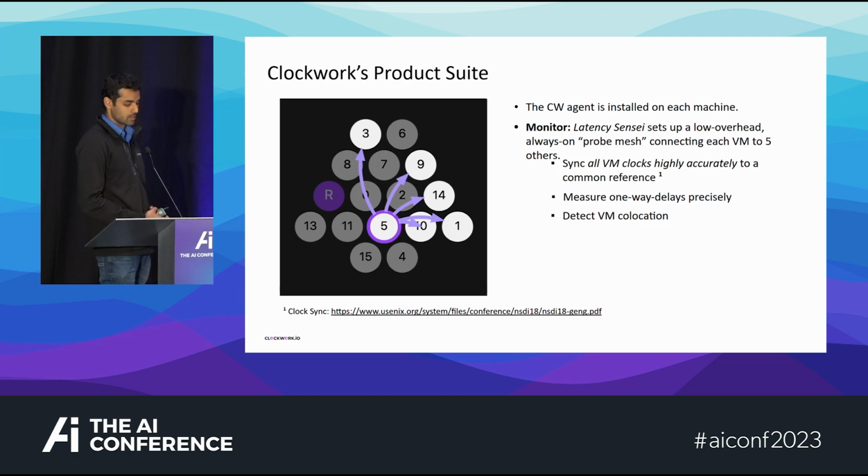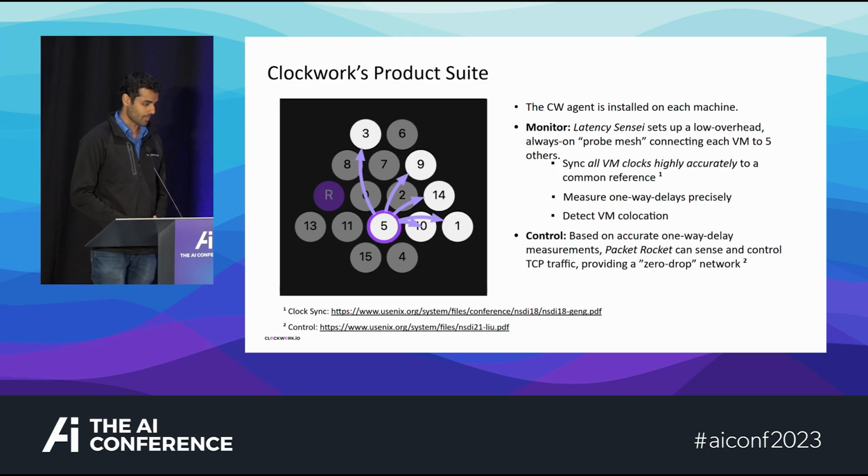And the final thing we can do is detect VM colocation. VM colocation in this case is identifying whether 2 or more virtual machines are actually located on the same physical host in the cloud. We're able to do this through the probe mesh by examining the frequency corrections that we measured through our clock synchronization. The final aspect of Clockwork's product suite is control.